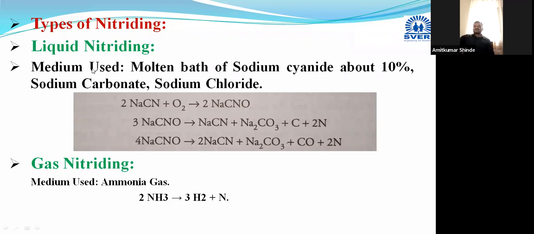Then this nitriding can also be performed using a gaseous medium like ammonia gas, and that nitriding will be termed gas nitriding. In this gas nitriding, the following reaction will occur: ammonia gas will decompose to produce hydrogen and atomic nitrogen. And this atomic nitrogen will diffuse onto the surface of the steel, and it will give you a hard and wear resistant steel surface.